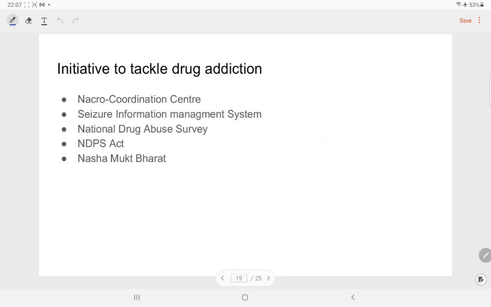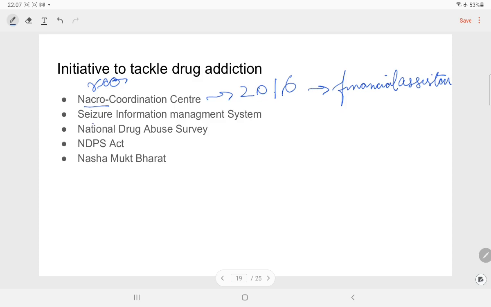So what are the different initiatives to tackle drug addiction? There is this NCORD coordination center. Sorry, not NACRO, it is narco. We all know narco. Okay. And this coordination center was constituted in 2016. And the scheme was basically financial assistance for the states for narcotics control. So financial assistance to states. So this was the basic objective.